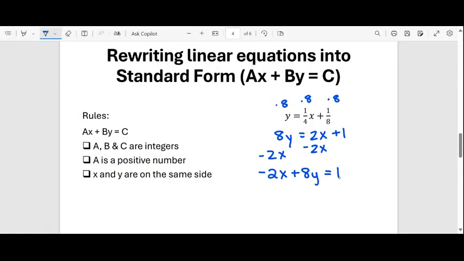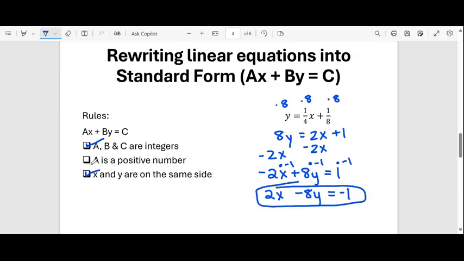And I'm so close. My a is not a positive number. So I have the integers, I have them on the same side, but my a is a negative number. So to get that negative to go away, you could divide everything by -1, or like me, you could multiply everything by -1. So this would become 2x, this would be minus 8y, and this would be a -1. And that checks off everything for our standard form. A couple more, let's keep going.